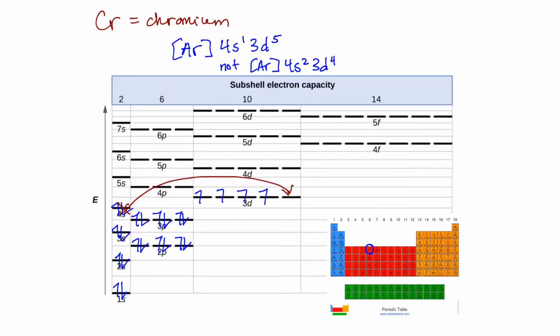But chromium has a situation where if it pops that 1 electron from the s orbital up into this d orbital, then it gets a set of half-filled subshells, which is simply more desirable for the atom. It's just energetically a better situation. It makes it happier. So you'll see that happen for chromium, and you'll also see it happen for copper. We'll do copper as our next example.